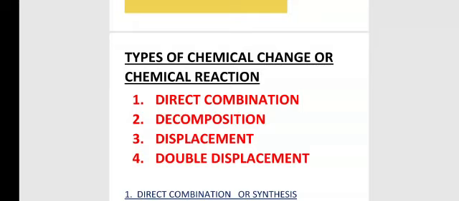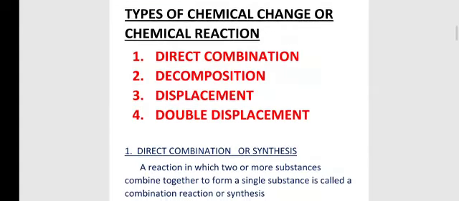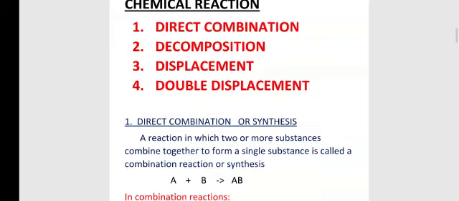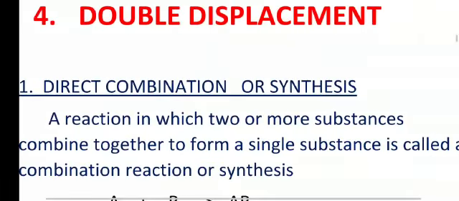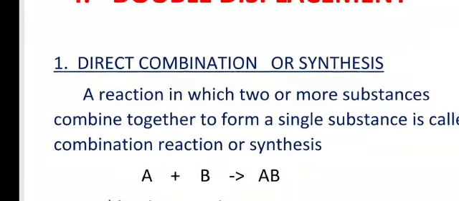Let me repeat, there are four types of major chemical reactions. The first is a direct combination. Second is decomposition. Third is displacement. And fourth is double displacement. Let us discuss one by one in detail. First of all, let me take the example of direct combination or synthesis.